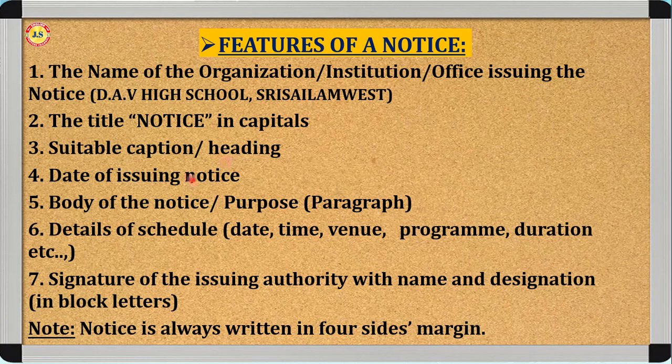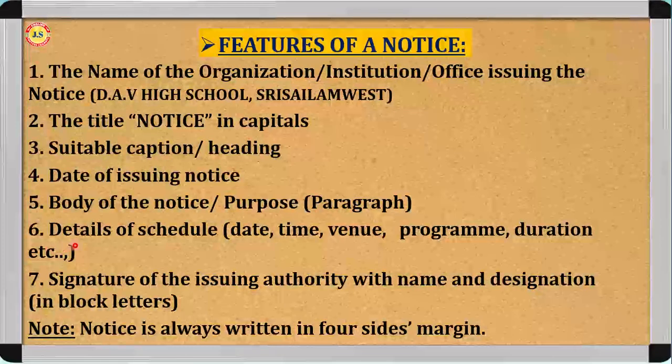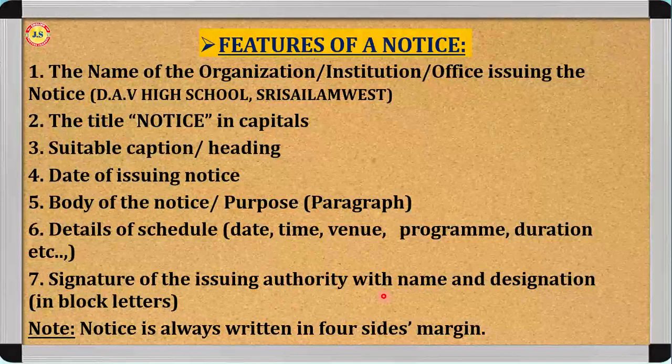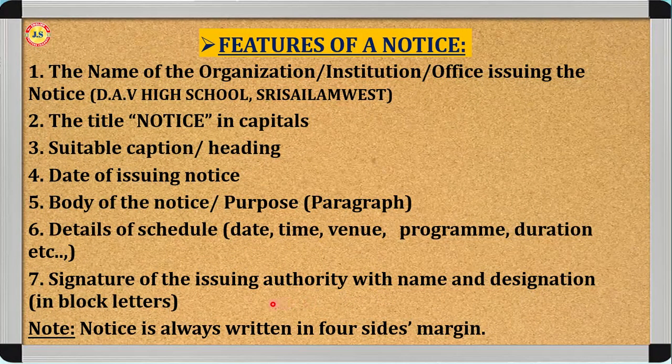And the fourth one is the date of issuing the notice, which should be mentioned at the left side. And the fifth one, the body of the notice, or the purpose, and the paragraph should be written accordingly. In the body of the notice, proper details should be added like date, time, venue, program, duration, etc. Seventh one, signature of the issuing authority with the name and designation. That should be written in block letters, means capital letters.